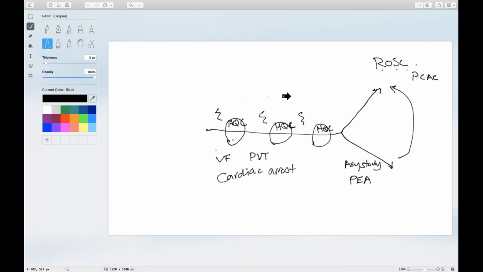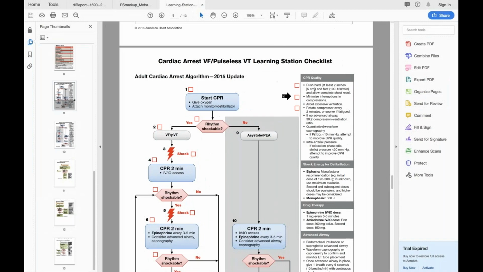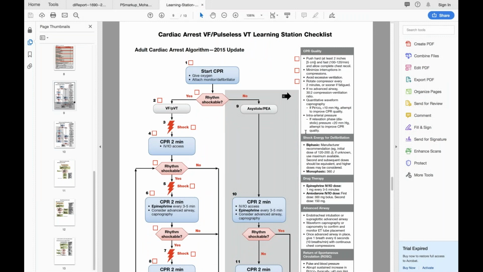Now, the first cycle, there is no drug. Second cycle, there is epinephrine. Third cycle, there is amiodarone. That's what you need to remember. So here, we finish the first line for us, which is the VF and pulseless VTAC. It's very important to know this.